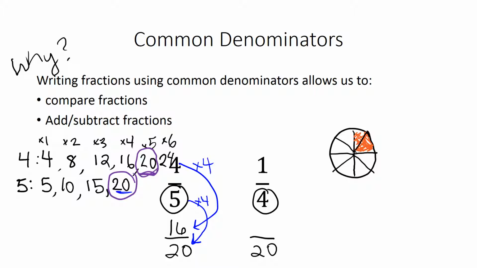Now over here I have 1/4, and my denominator 4 was here. The common denominator is 20. What do I have to do to 4 to make it 20? That's times 5. Whatever I do to the denominator, I have to do the same thing to the numerator, so I'll multiply 1 times 5. And I'm going to get 5/20. So rewritten using a common denominator, I would have 16/20 and 5/20.